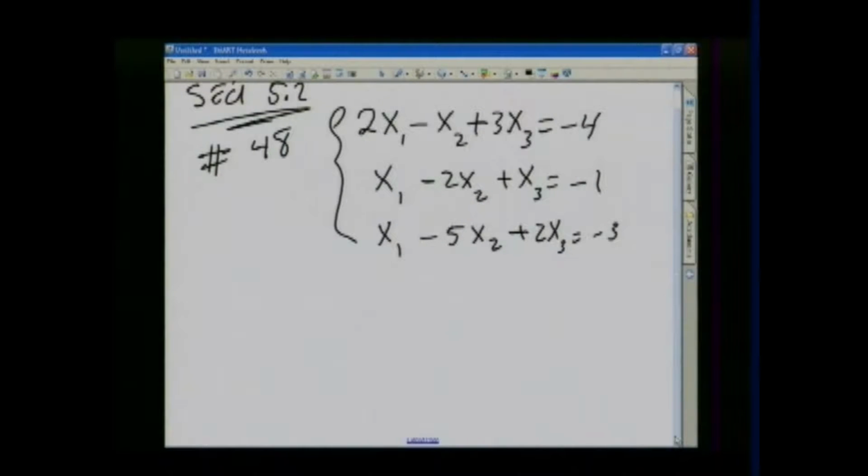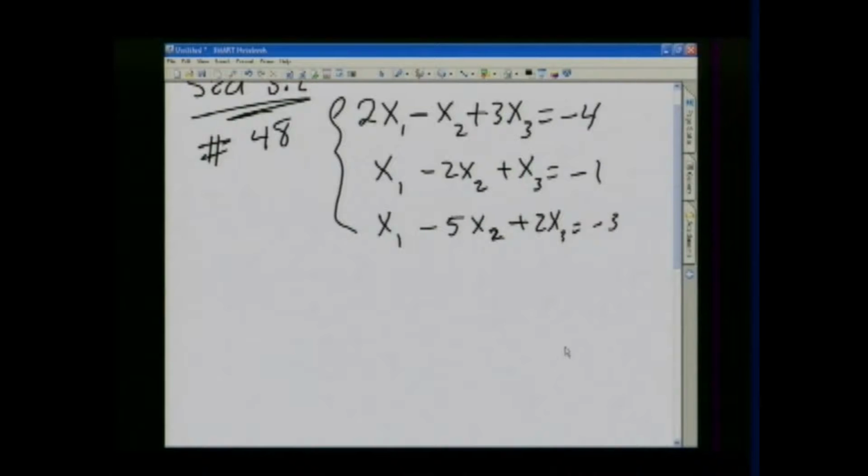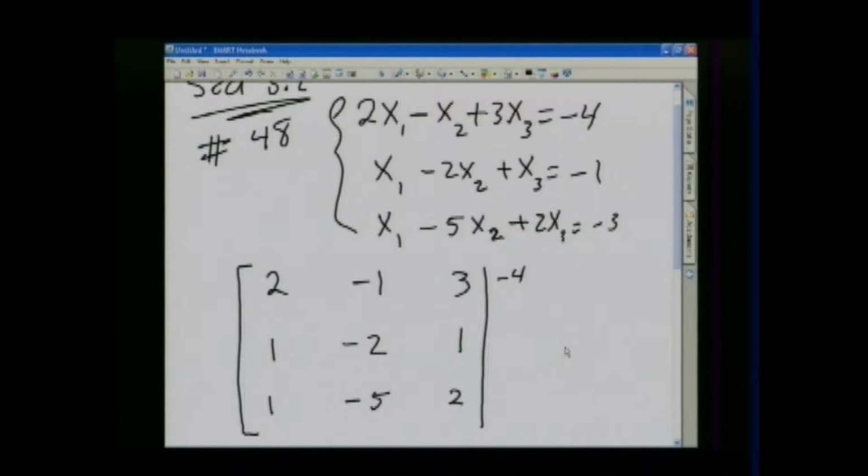Using Gauss-Jordan method, which uses matrices, what we do is we make a matrix which would have the coefficients of these variables, x1, x2, and x3, and the constant on the right-hand side. So here you would have 2, minus 1, 3, 1, minus 2, 1, 1, minus 5, and 2, and the constants minus 4, minus 1, and minus 3.